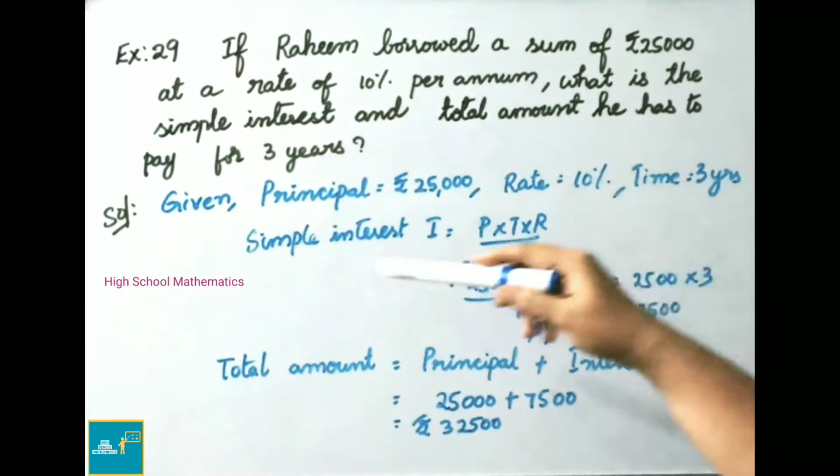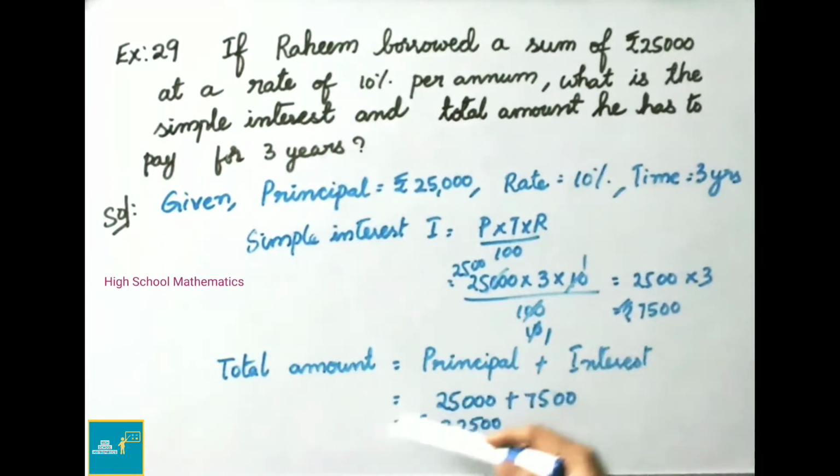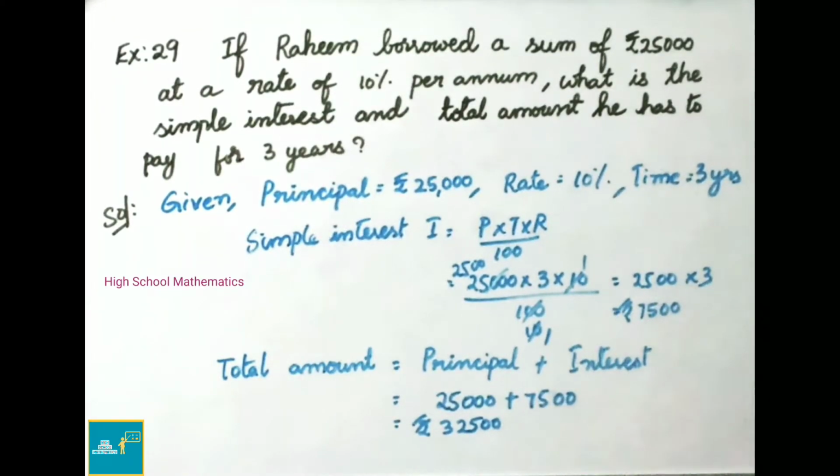Now in our question they ask us to find the total amount. That equals principal plus interest. That equals principal amount 25,000 rupees plus interest 7,500. That is 32,500 rupees. Therefore, simple interest is 7,500 and the total amount he has to pay is 32,500 rupees.